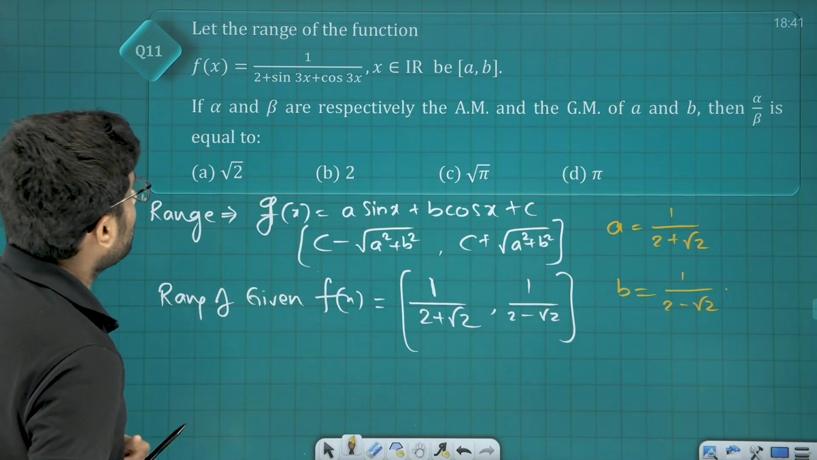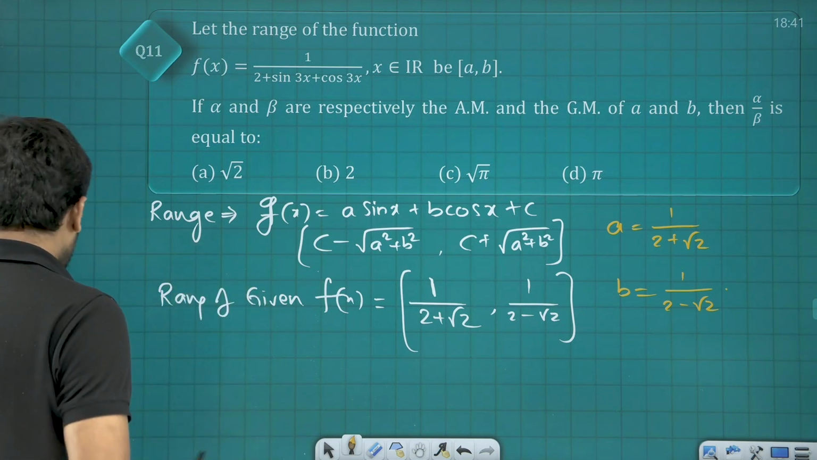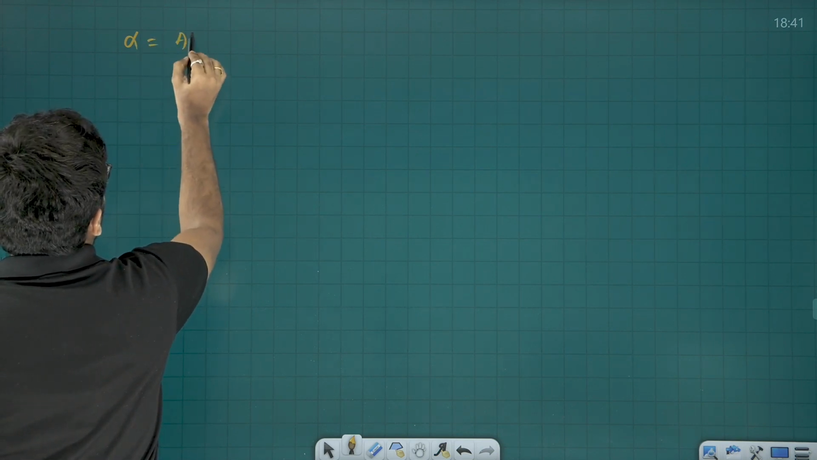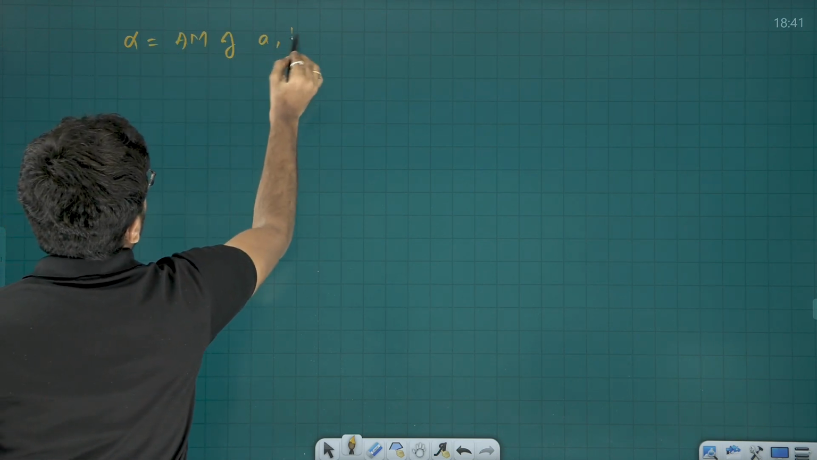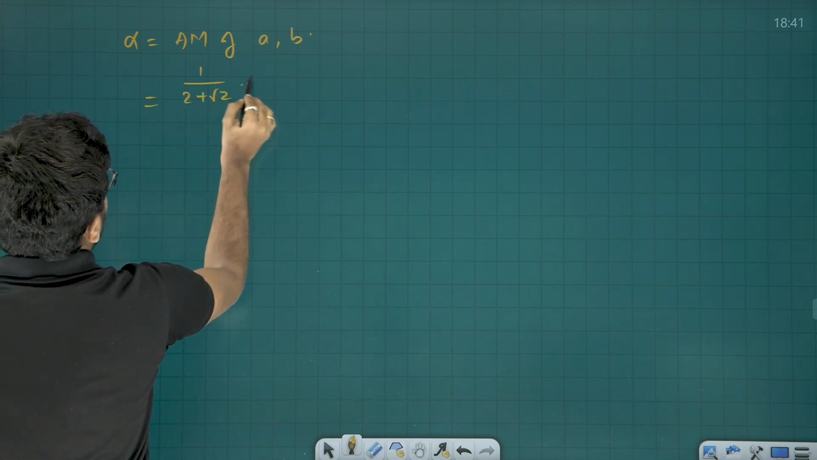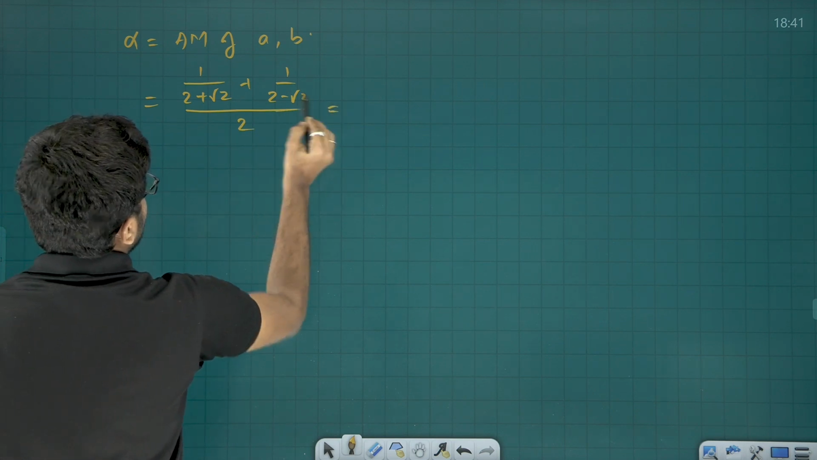Now what do we need? Alpha and beta are respectively the AM and GM. So alpha is the AM of A comma B. That is nothing but 1 by (2 plus root 2) plus 1 by (2 minus root 2), whole divided by 2. This is the AM, no?